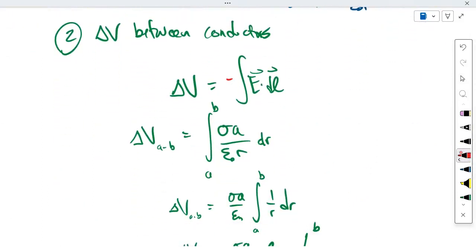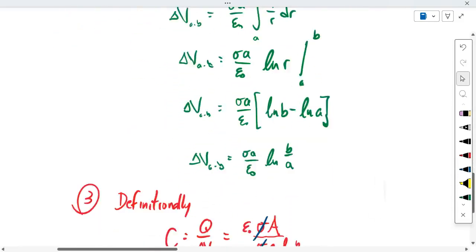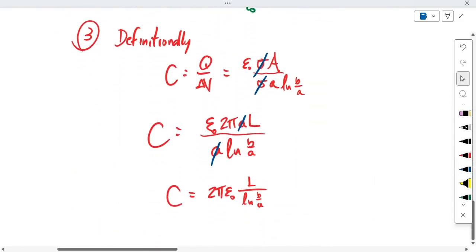Yes, there's a negative here, like I said, but it doesn't matter for us. We really want the magnitude of the change in potential. And then we use the definition of capacitance and simplify, and you will always find that capacitances depend on how they're made, how big they are, and how far apart things are.